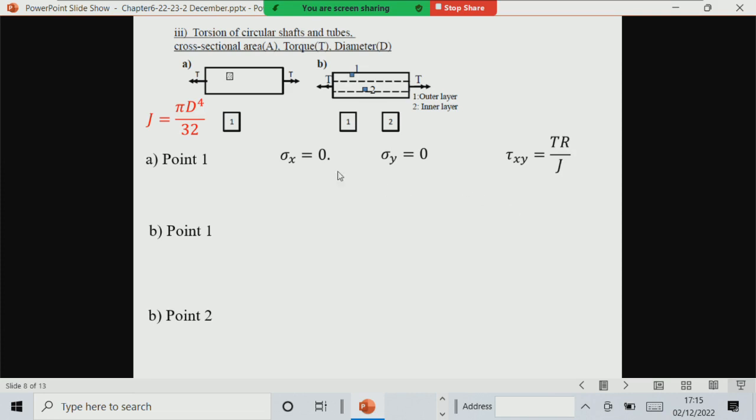If I want to calculate the strain components, I just use the constitutive equations. Epsilon x must be equal to 0 because both of them are 0. Epsilon y is equal to 0. And the shear strain gamma xy is equal to the shear stress divided by the shear modulus. So here you can see we only have shear stresses around this element, because shear stress is always complementary. Because of rotational equilibrium, we should have the same shear stresses all around. Any question in regard to point one? It could be any point. Doesn't make any difference, because torque is uniformly distributed along the length.